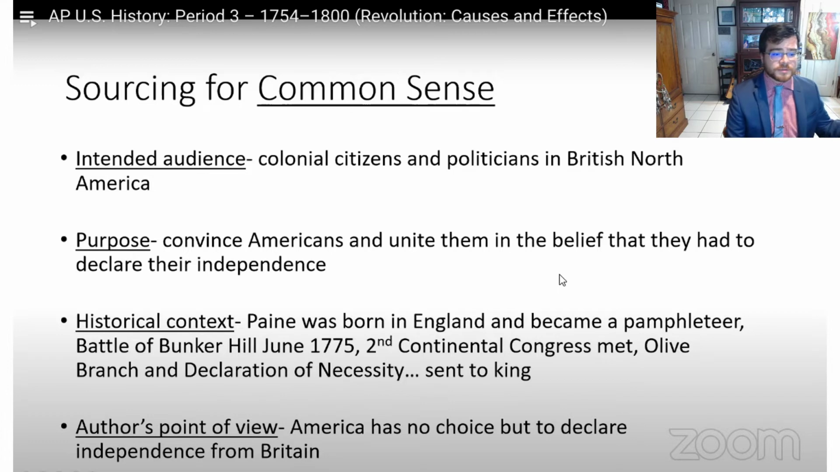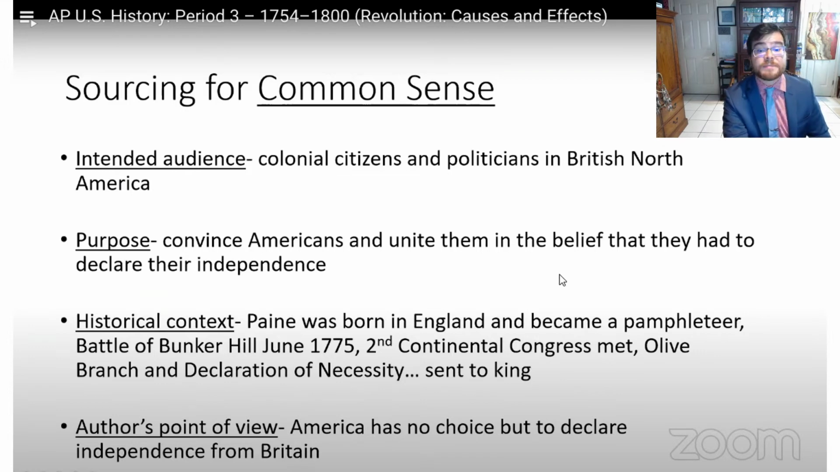So intended audience, Common Sense is written for the colonial citizens, politicians of Britain, the colonist politicians. Purpose, get Americans to think and unite them so that they should declare independence. Context, this is around the time of the American Revolution, right? 1775, Battle of Bunker Hill, Lexington, Concord already happened. America has no choice but to declare independence from Britain. Like he's like, hey, we should declare independence.